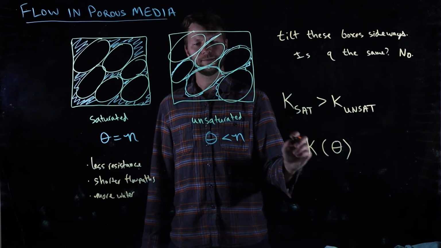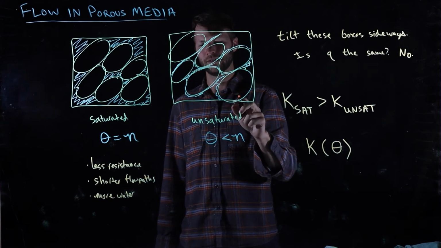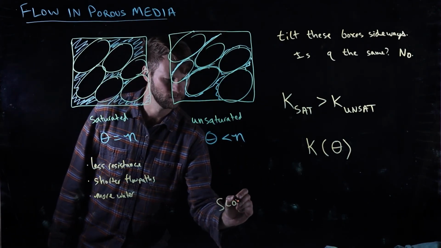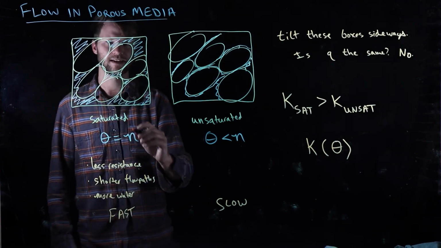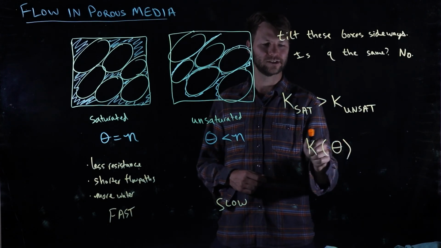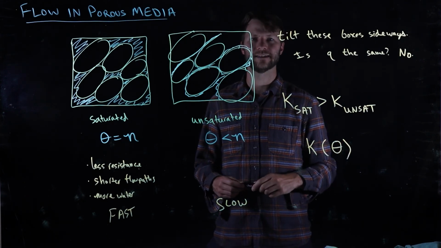And this is just something to keep in mind. Unsaturated flow is lower, it's slower. So slow, fast. It's slower than saturated flow for this reason. And it's more accurate to describe K as this function rather than a single constant that never varies.